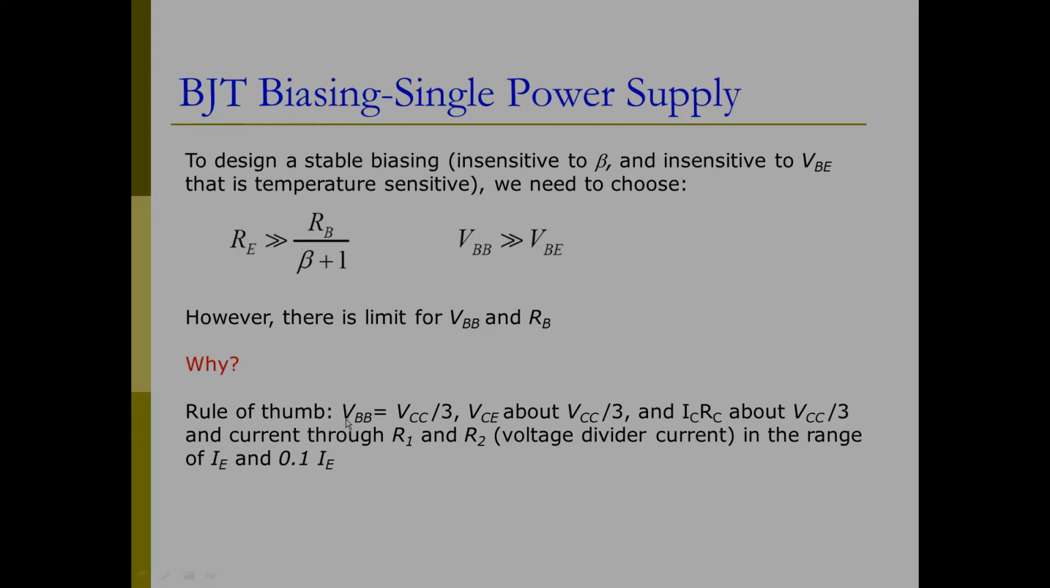Usually, we can use a rule of thumb to design the biasing circuits. Now, here's the rule of thumb. We can make our VBB equal to 1/3 of our VCC here. And also our VCE, which is the collector emitter voltage difference, will also be about 1/3 of the voltage supply VCC. And we also want to make the voltage drop across this RC resistor 1/3 of this VCC. And we want the current through our voltage divider to be a little bit smaller than our emitter current. Usually, we can choose between the same value as the emitter current, or 10% of the emitter current. Now, this is some kind of rule of thumb to help us with our design.